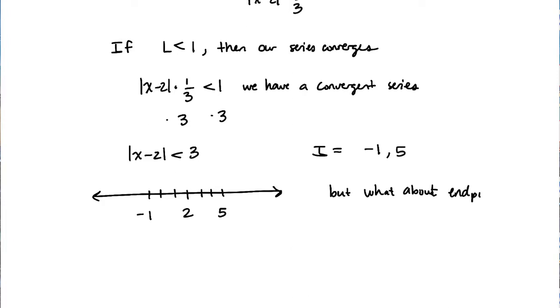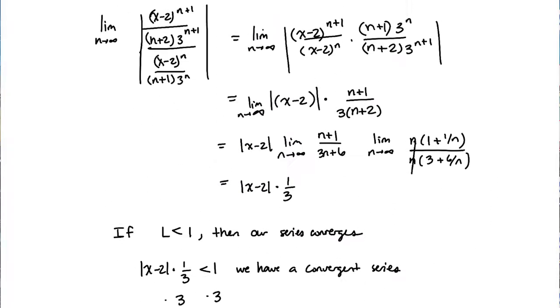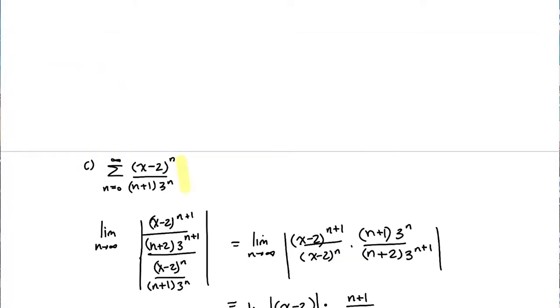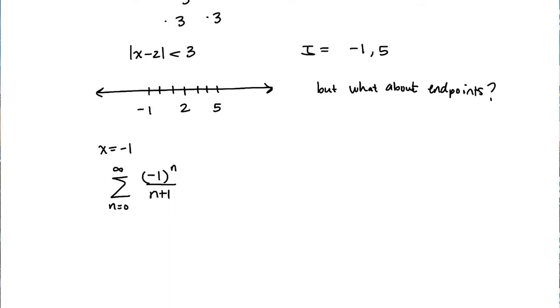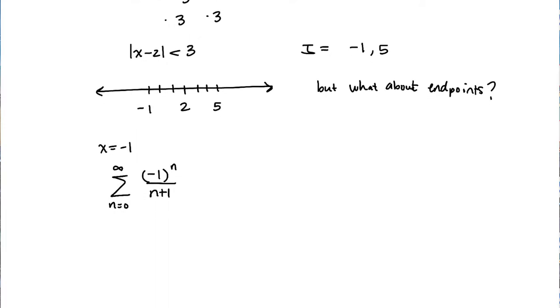So this is the first time we've had endpoints to check. So I need to manually plug in x equals -1 and x equals 5. So when I plug in x equals -1 to my series, I'm going to go all the way back, and I'm going to plug in here to my original series. So -1 goes in for x, and I end up getting the series (-1)^n over n plus 1, ranging from 0 to infinity. And when I take a look at what that ends up being, looks like we have an alternating series.